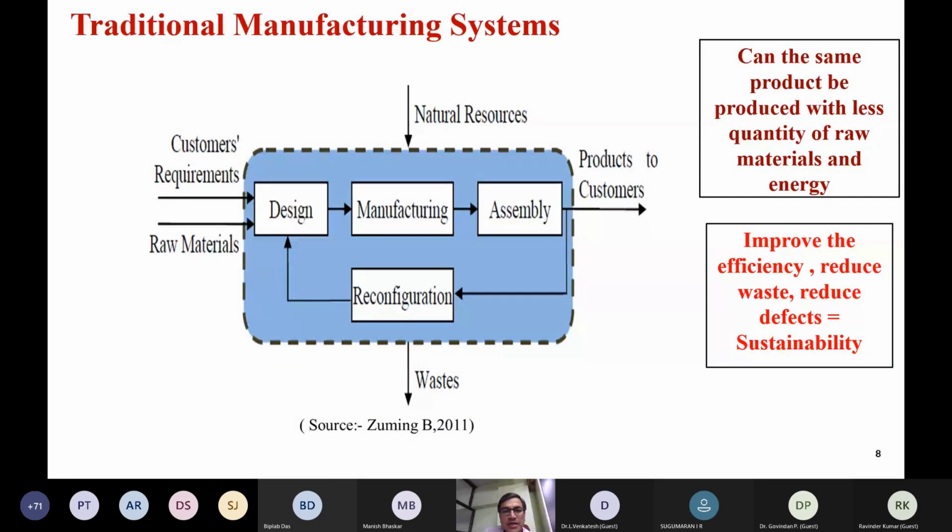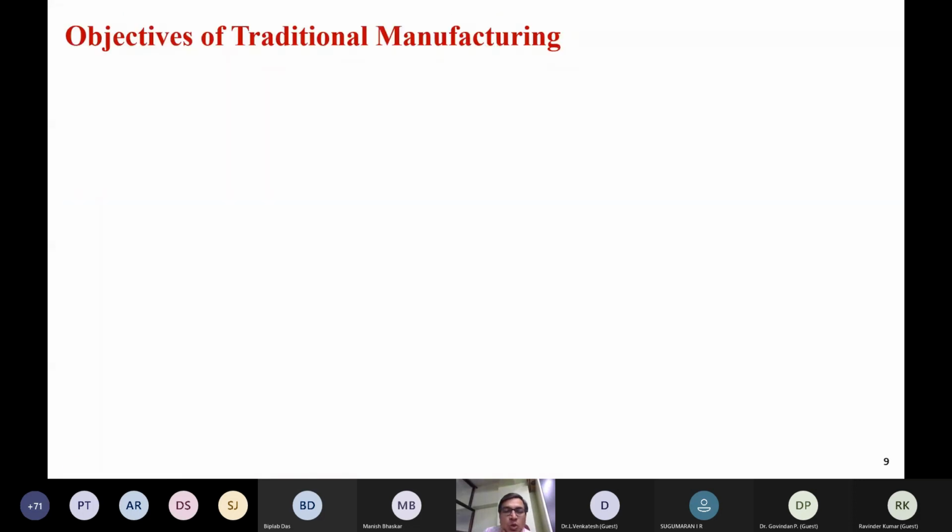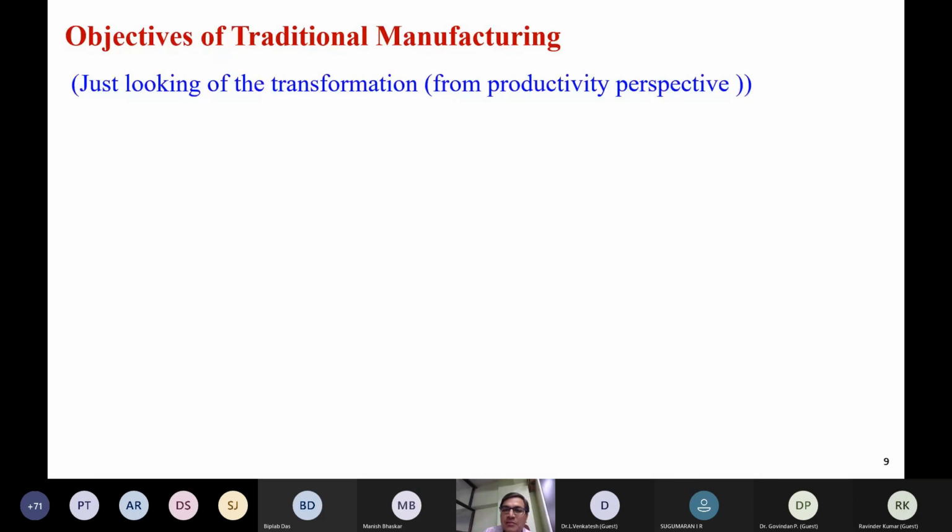Next is objectives of traditional manufacturing. You might be aware of traditional manufacturing's total focus on productivity and input-output efficiency. They never thought about reducing consumption or using less energy. They just thought about productivity, looking at the transformation from a productivity perspective. That was the traditional manufacturing objective.